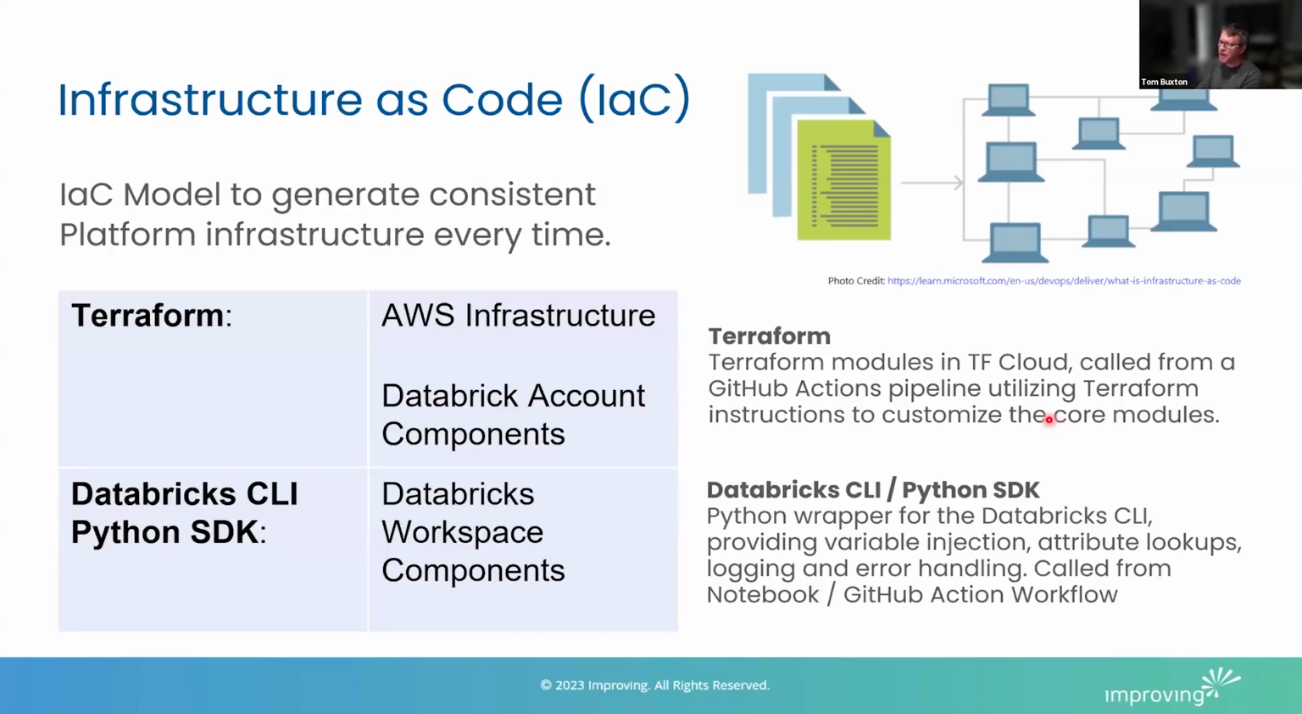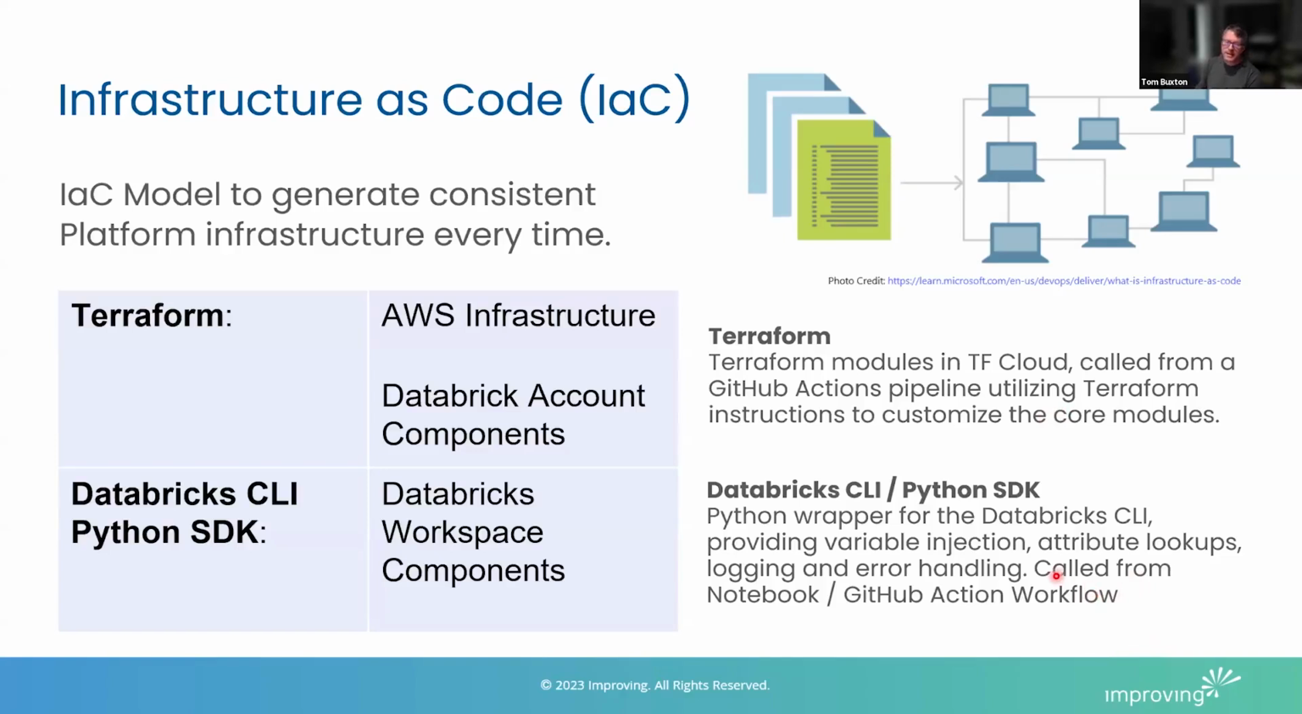We actually use the CLI because the SDK was in public preview when we started this work. We would not do that again. The CLI is great, but it gets complicated once you start putting a Python wrapper around it. We want to provide variable injection, we want to do attribute lookups, we want to do logging, we want to handle errors. That requires some work to actually create that, which we did. And we called this from a notebook or from a GitHub Actions workflow.